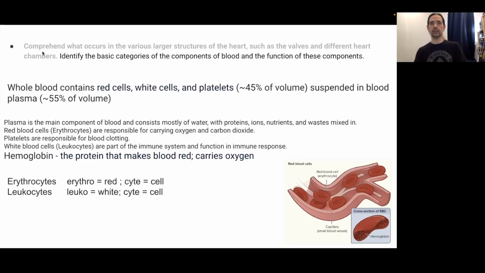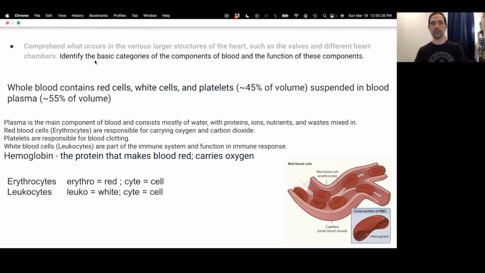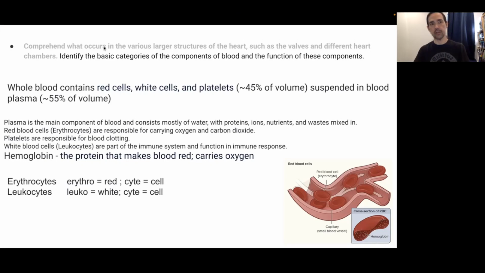So next, the final learning objective or final study point that we're going to do for today is to comprehend what occurs in the various larger structures of the heart. I'm sorry, we just did that. Now we have to identify the basic categories of the components of blood and the function of these components. This is poorly worded. What does that mean? Categories of the components. So we have to learn the different parts of the blood. There's 5 parts of the blood, and we have to learn the categories of those.